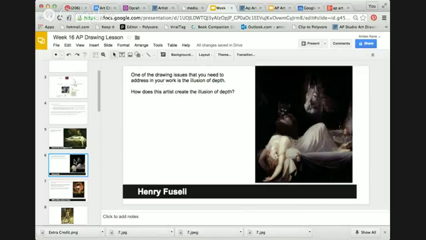So here's another one. We have a horse sneaking in again. What I want you to think of here, one of the drawing issues that you're supposed to be addressing in your work, is the illusion of depth. So what are some ways that you think the artist is creating the illusion of depth in this piece?